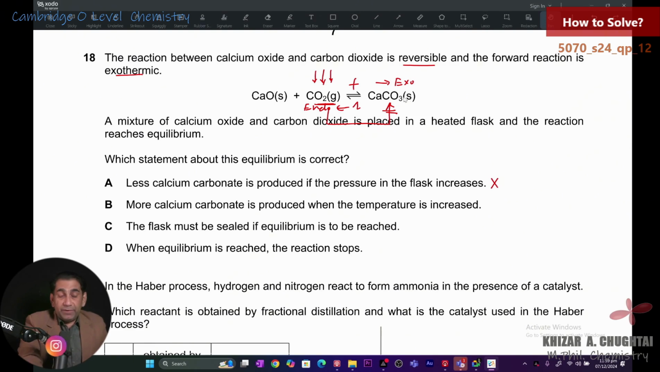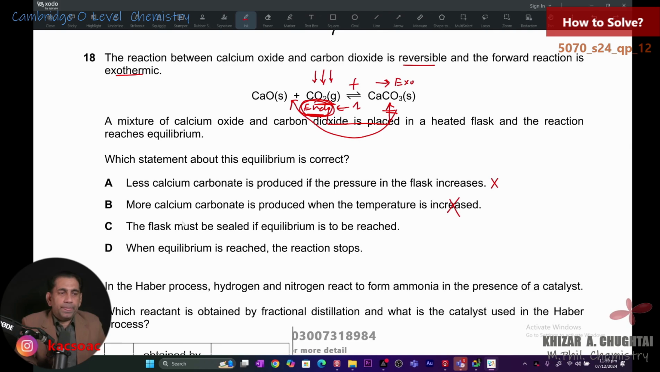More calcium carbonate is produced when the temperature is increased. Basically, an increase in temperature favors the endothermic side. So on increasing the temperature, the equilibrium will shift towards the left-hand side and the quantity of calcium carbonate will decrease, not increase. So again, it's incorrect.